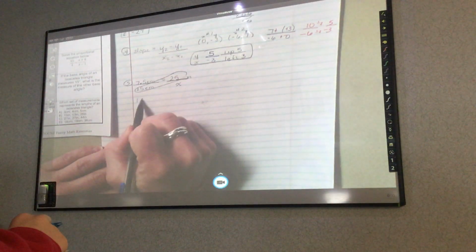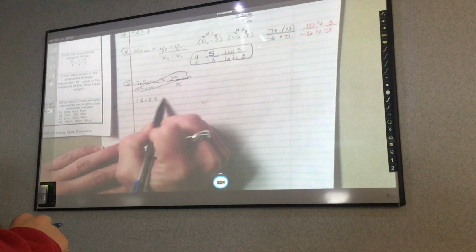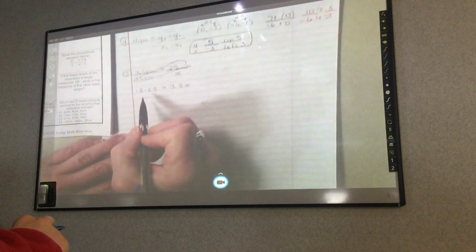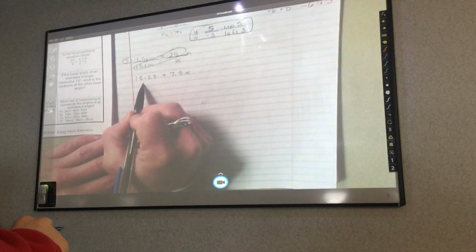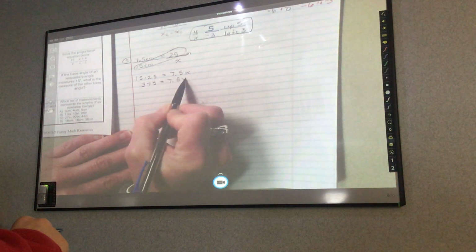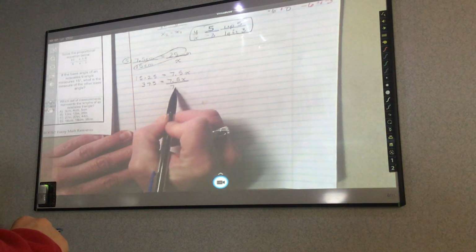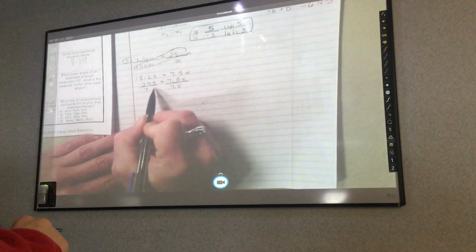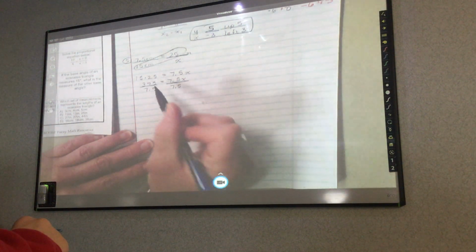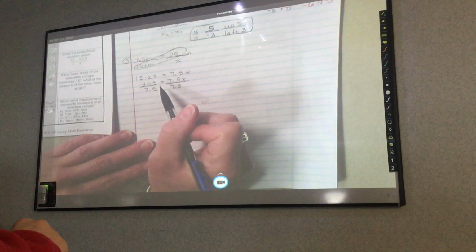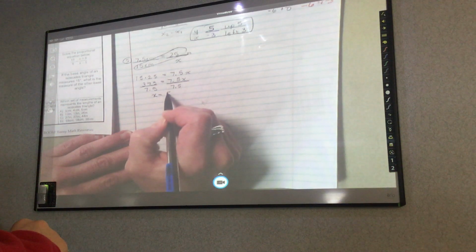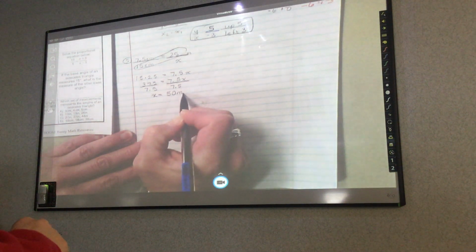So then I take 15 times 25 equals 7.5 times x. I'm just going to use my calculator to save some time and take 15 times 25, which is 375. So I have 375 equals 7.5x. Then I'm solving, I'm dividing by 7.5. You are showing me every single step. Otherwise, you're not getting the points. So then I took 375 divided by 7.5 in my calculator, and I got x equals 50 meters.